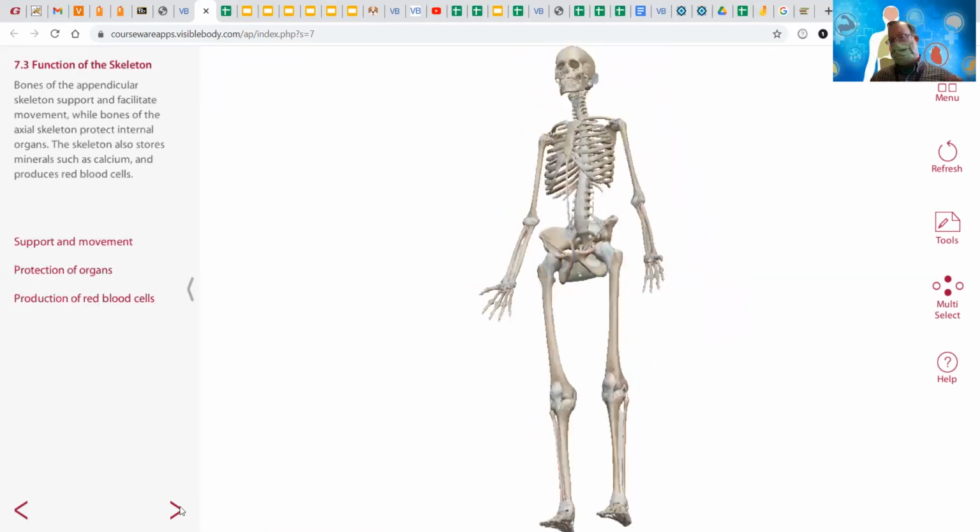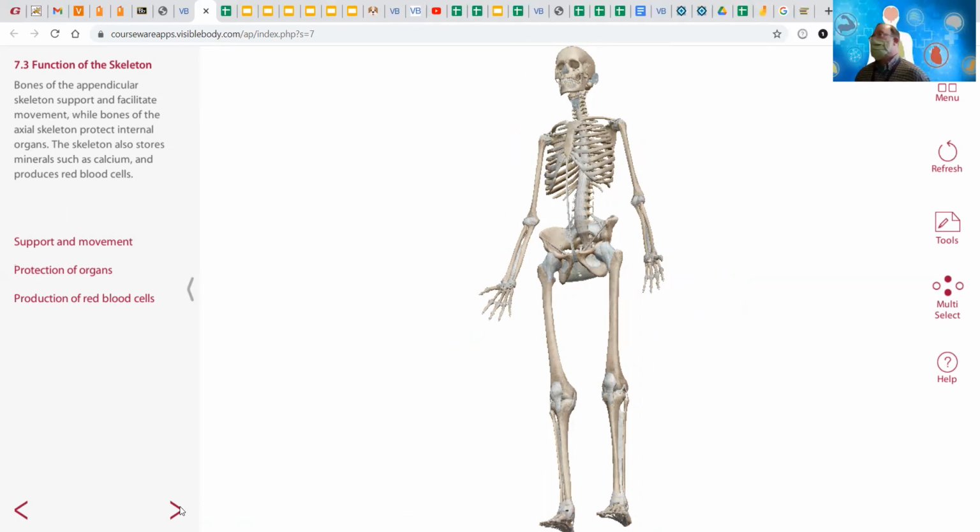So then we'll talk a little bit about functions. Again, advanced A&P is primarily a 14-15 week adventure in function. So I don't want to spend too much time on function each week, but I do want to give you the basic functions of the skeletal system, and of each system as we get to those.